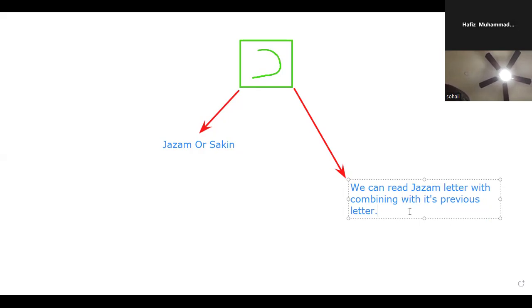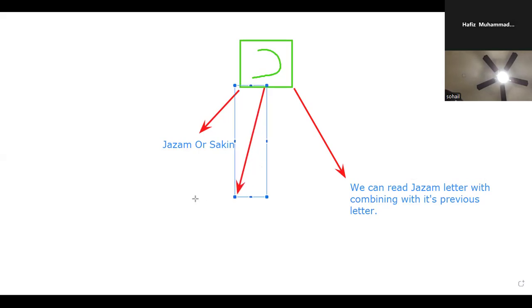Okay, do you understand this well? What is jazm? A dal sign that comes on top of the letter is called jazm. How can we read jazm? We read jazm letter with combining with its previous letter.